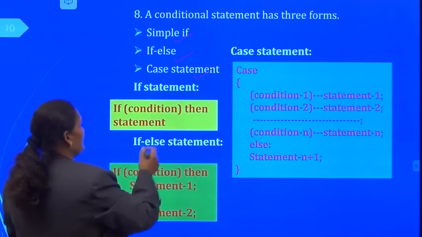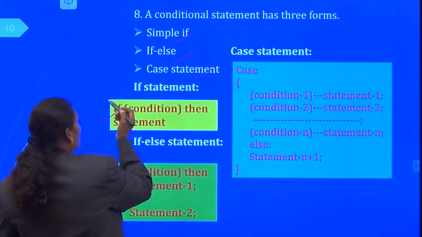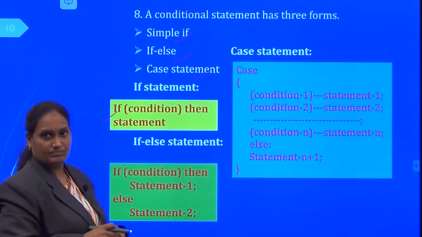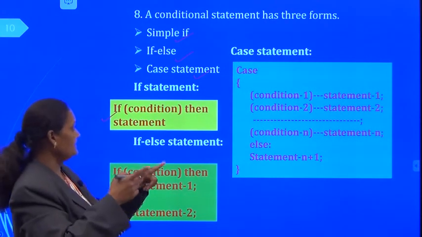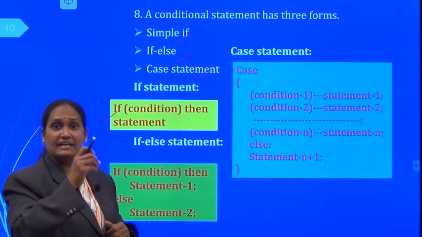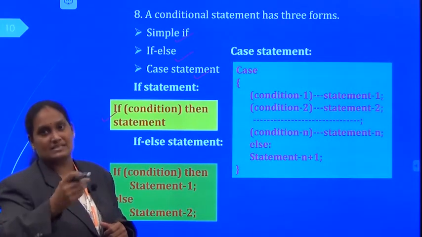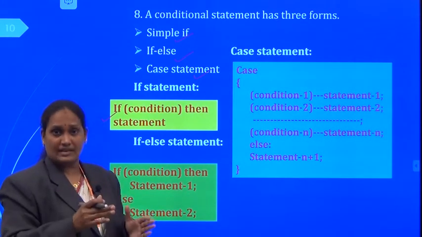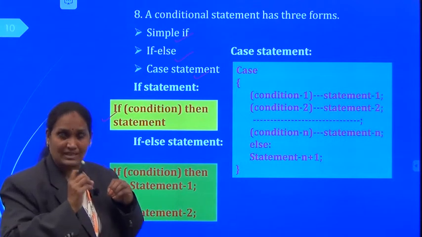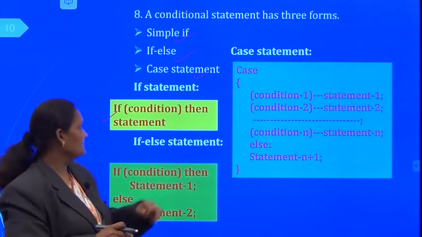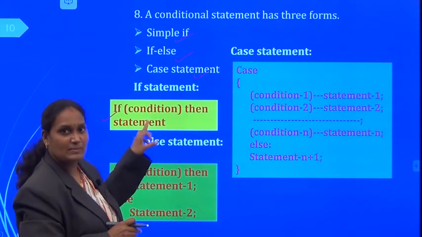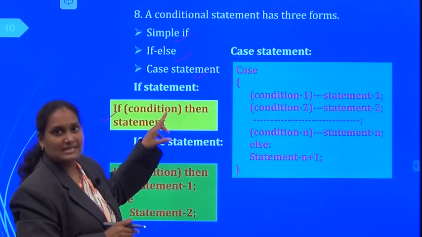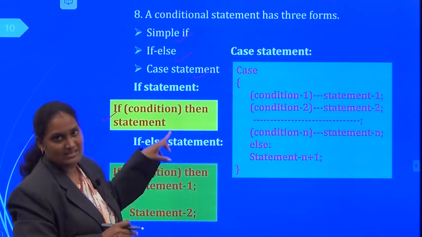So coming to simple if, what is the syntax that we need to follow? If condition then statement. That is, if the condition is true, then the statement is executed. If the condition is false, then the execution control skips the execution of that particular statement.